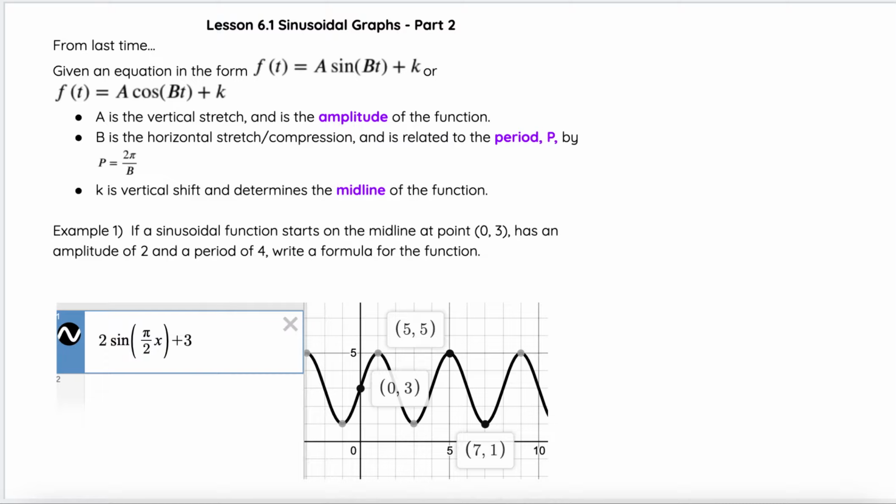So in our first example, it says if a sinusoidal function starts on the midline at 0.03 and it has an amplitude of 2 and a period of 4, let's write the formula for the function itself. So you can see I already have written it for us, but how do I get there? So there's a few things that we know. We know that the midline is at the point 0.03. So we know this is what our k value is going to be.